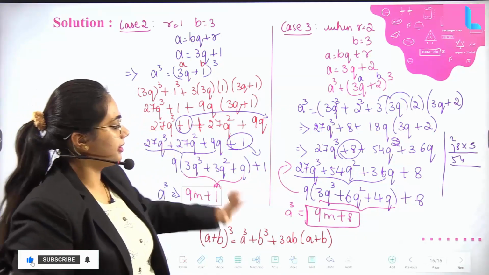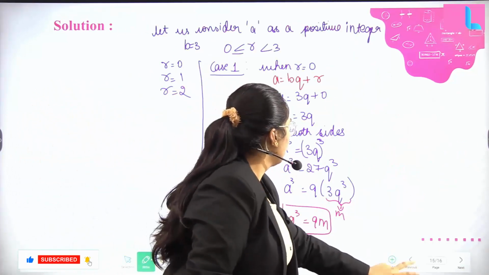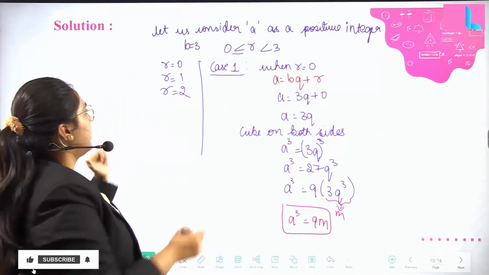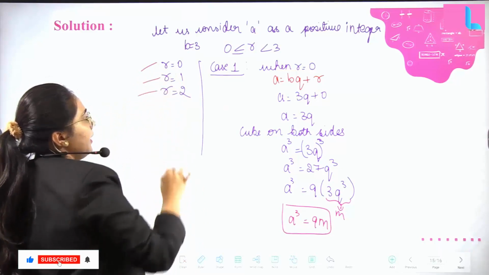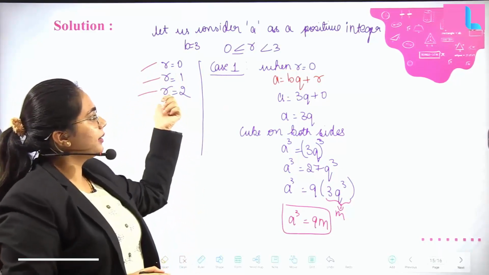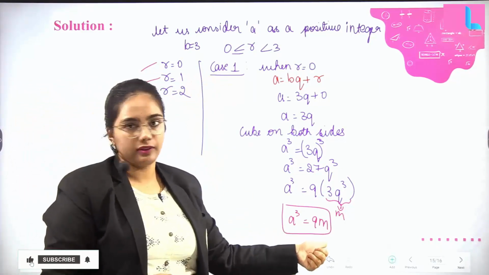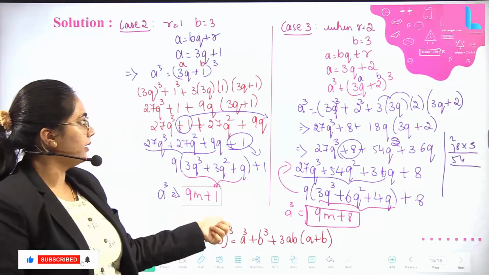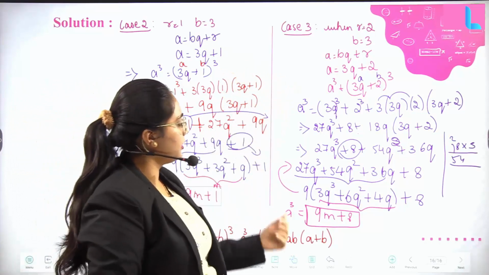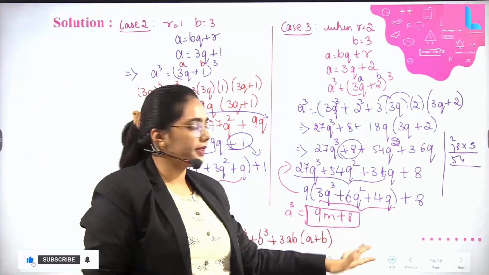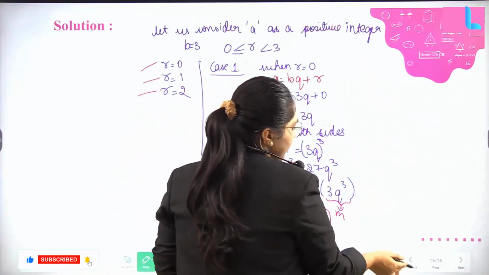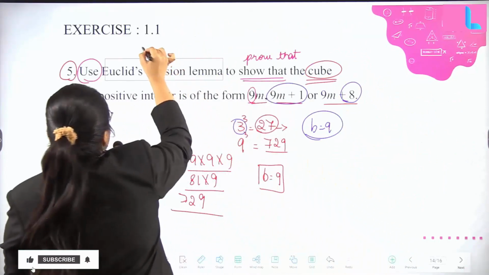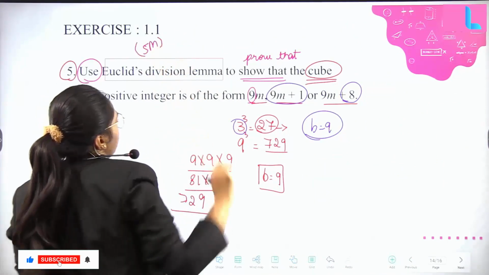See, we solved 3 cases here. In the question, you had 3 possible cases, that is r is equal to 0, r is equal to 1 and r is equal to 2. We took r is equal to 0 and we got a³ is equal to 9m. We took r is equal to 1 and we got 9m plus 1. And case 3, r is equal to 2 and we got 9m plus 8. This is how you will have to solve, and this is also for 5 marks.